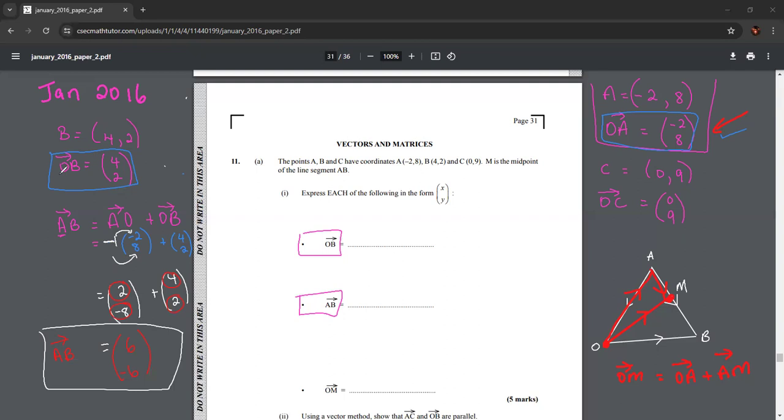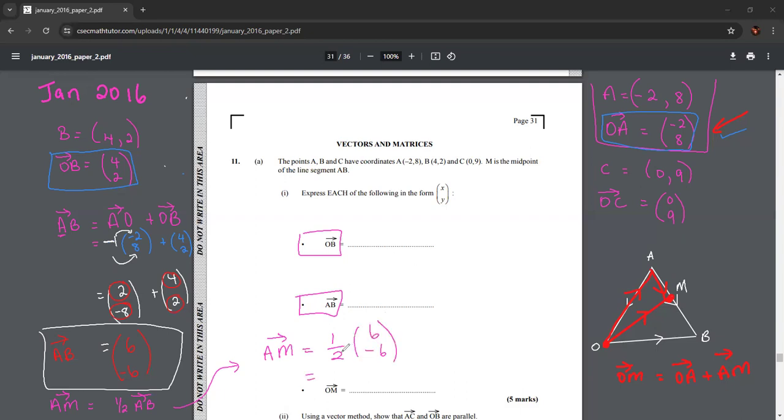So in this case, AM is half of AB, half of vector AB. And remember, AB is 6, negative 6.